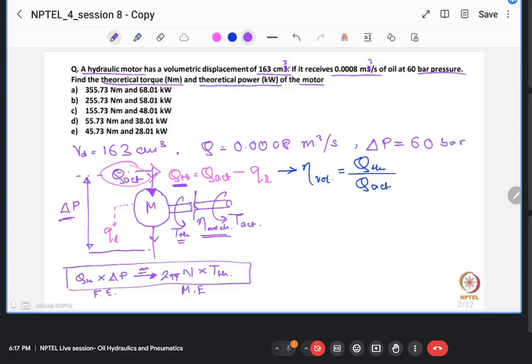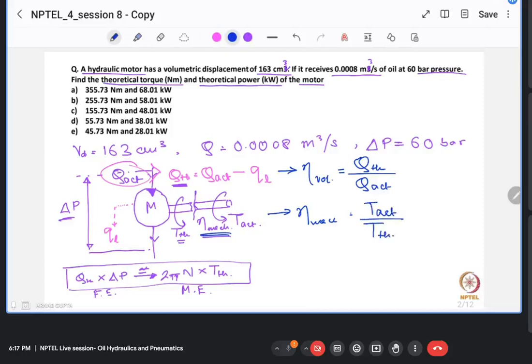So here I am considering no conversion losses. But as I showed here, there are some mechanical losses. So your mechanical efficiency will be nothing but, what is the smaller term here? It is the actual torque divided by theoretical torque.